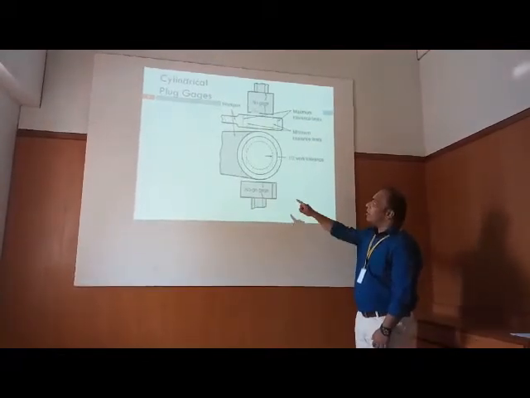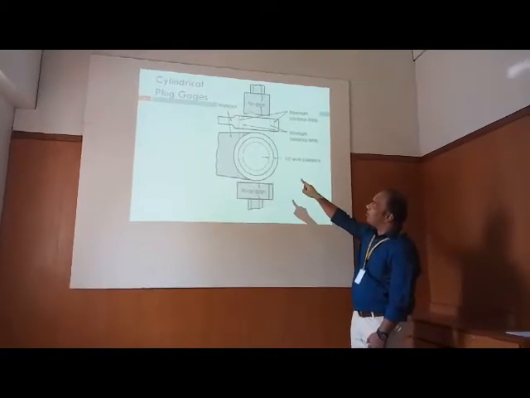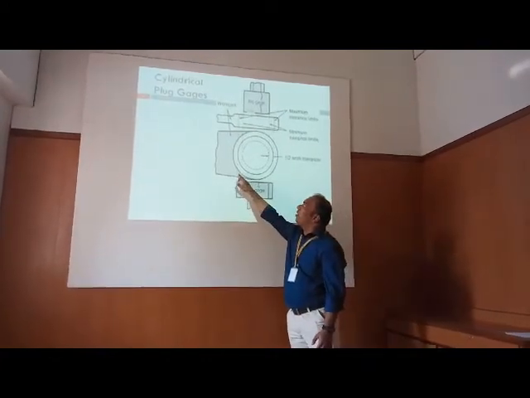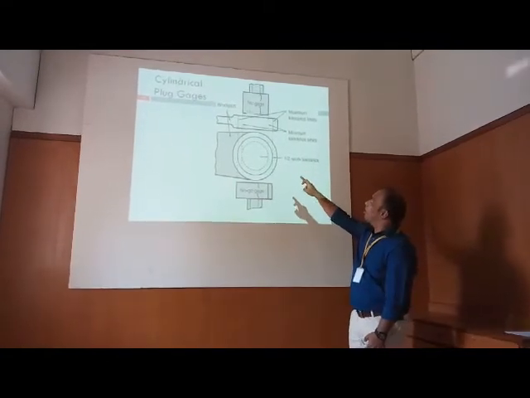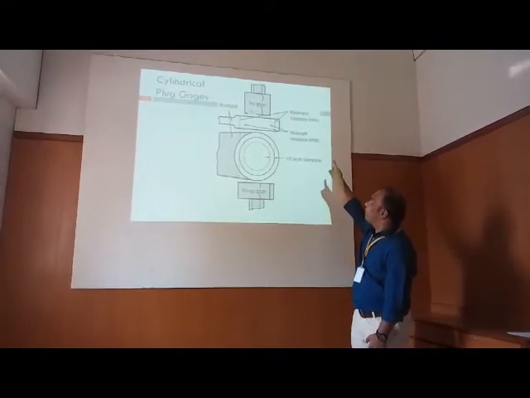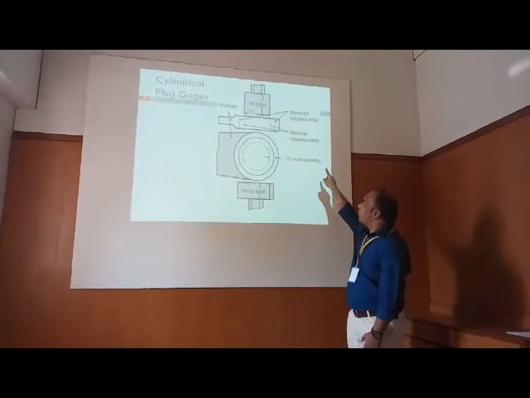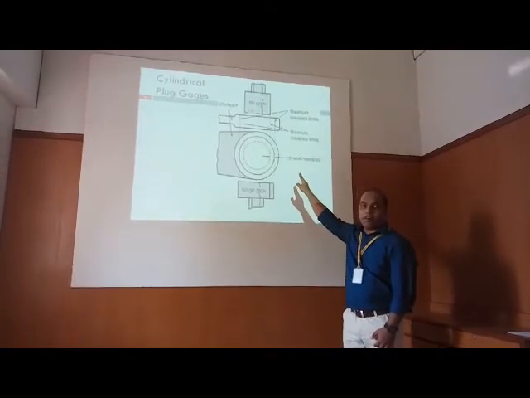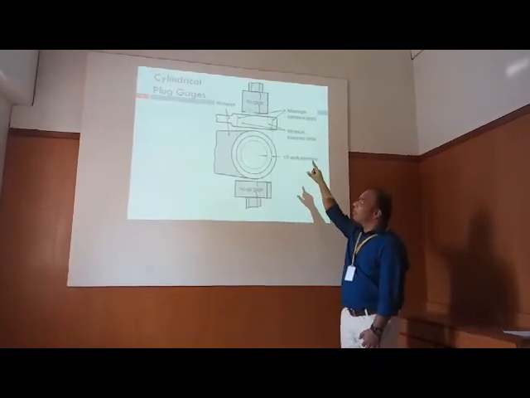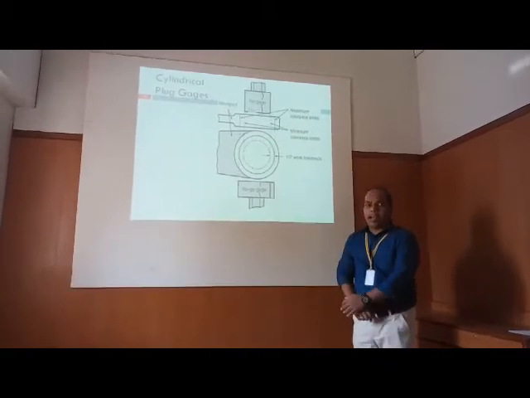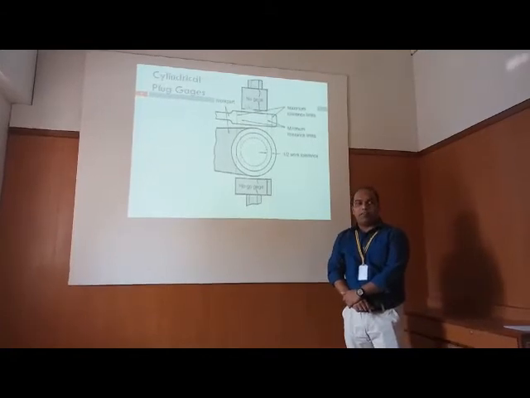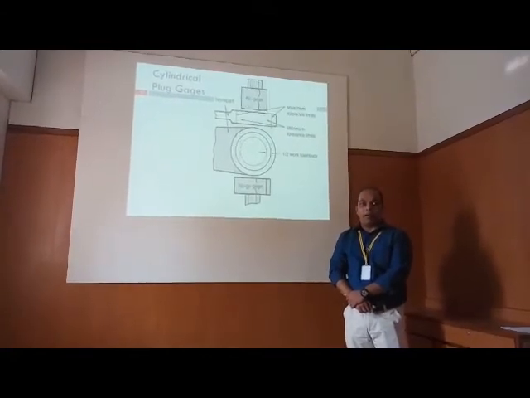Now as we can see in the diagram, it is a cylindrical plug gauge where this is the workpiece, and the go gauge and no-go gauge ends have been shown, where the maximum tolerance limit, minimum tolerance limit, as well as half work tolerance limit have been given. The go part will ensure that the workpiece is within limit, and the no go part will ensure that the workpiece is below or above the limit.